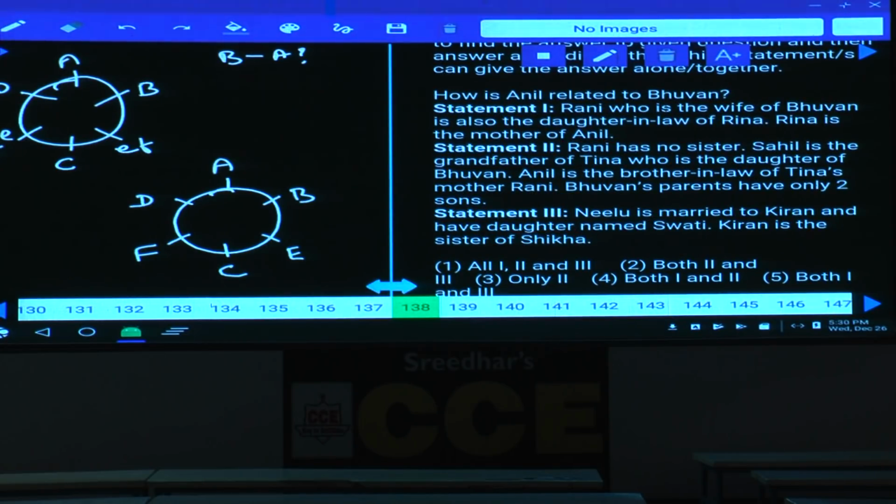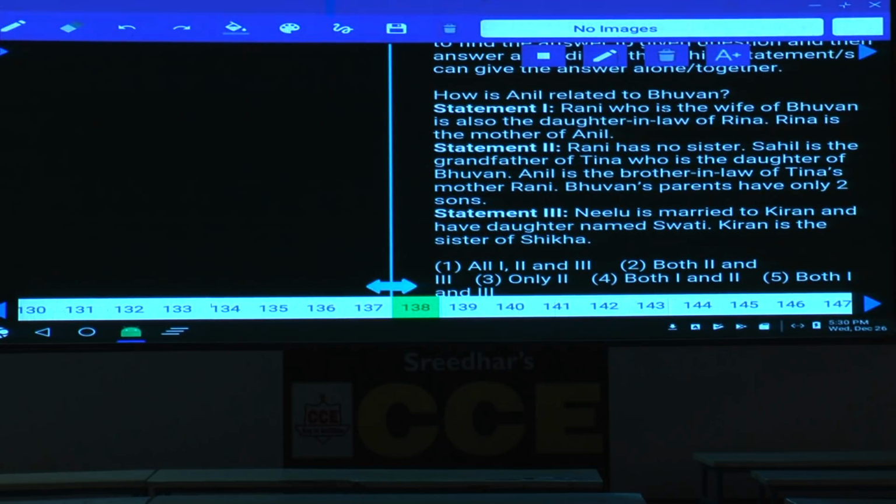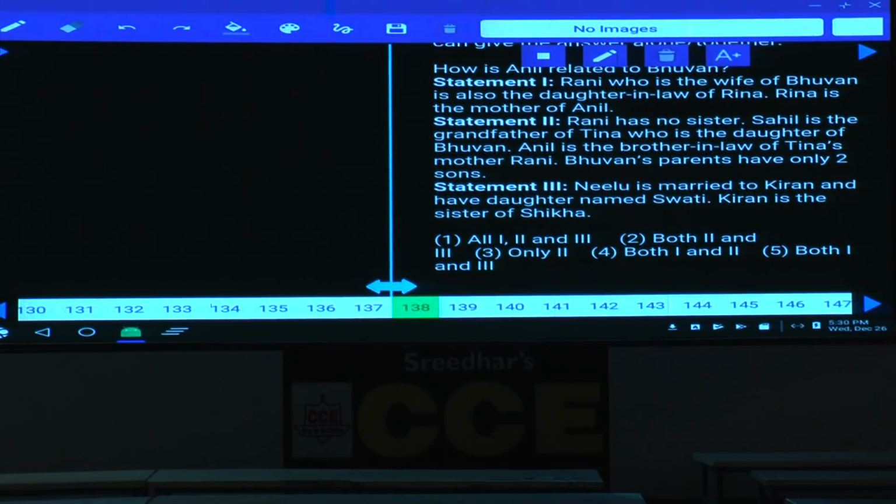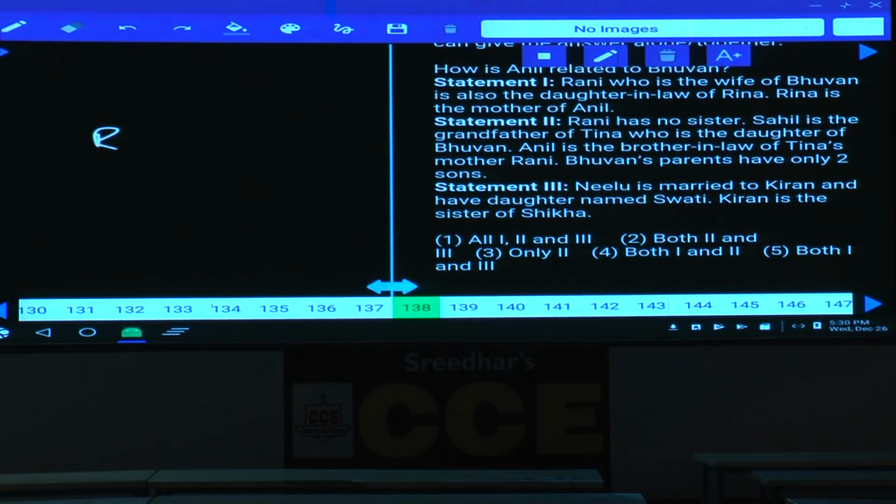137, choice 2. Then 138, how is Anil related to Bhuvan? First we should go for only 2. Then what is only 2 here? Rani has no sister. Rani is here. Now this Rani has no sister.